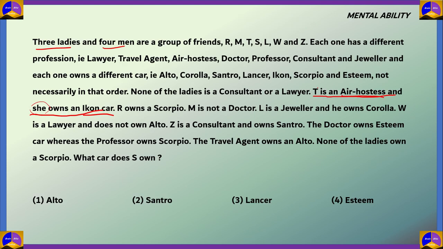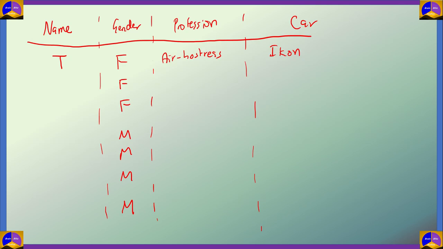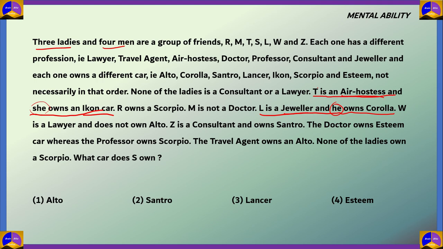Now similarly we have L is a jeweler and he owns Corolla. L, male, jeweler, Corolla. So L, male, jeweler, Corolla.